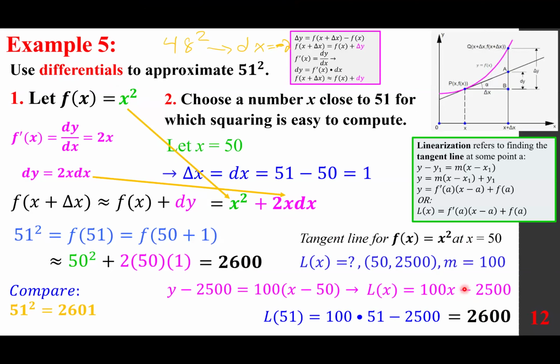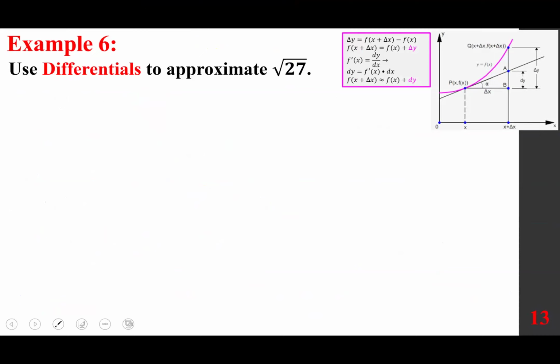To better understand this question, we are going to look at a similar question. We want to use differentials to approximate the square root of 27. So we need a function. What function do you think we need, class? Anybody? Look at the operation that you're doing. You're taking the square root of 27. So the function must be square root of x.